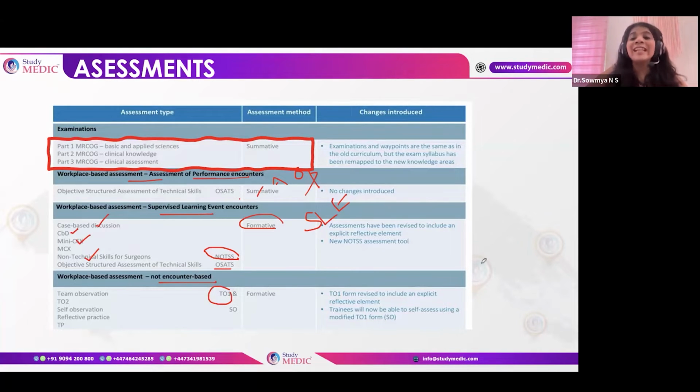So for every appraisal or for every ARCP, you must be submitting 10 team observation forms from different people.